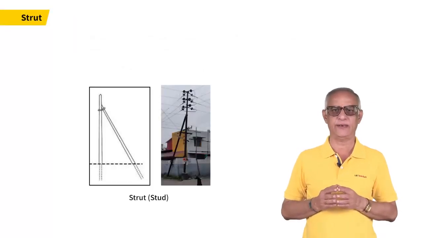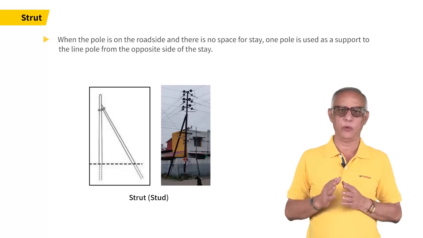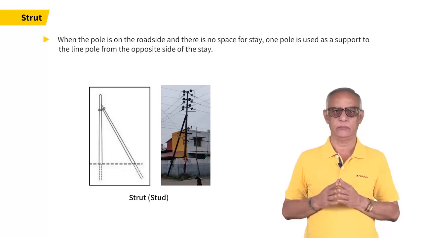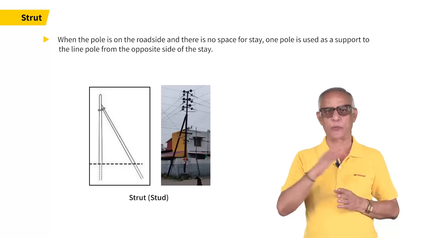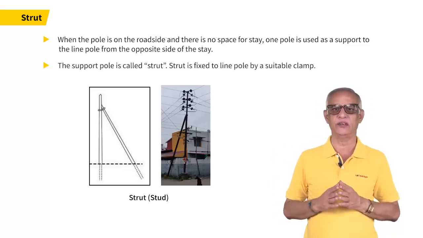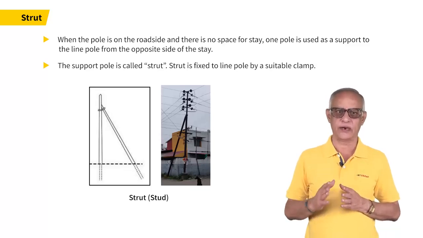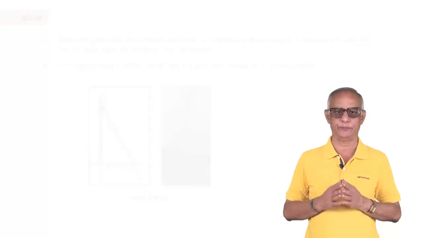Next, we have another type of stay called strut. When the pole is on the roadside and there is no space for stay, one pole is used as a support to the line pole from the opposite side of the stay. The support is called strut. Strut is fixed to line pole by a suitable clamp.